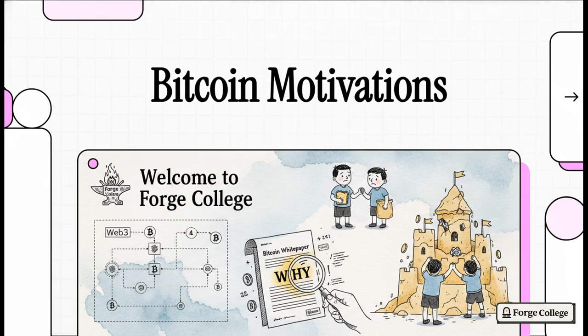I am absolutely thrilled to guide you through what is, honestly, essentially the engineer's blueprint for the entire Web3 world. So today we're looking at the historical motivations for the Bitcoin whitepaper.